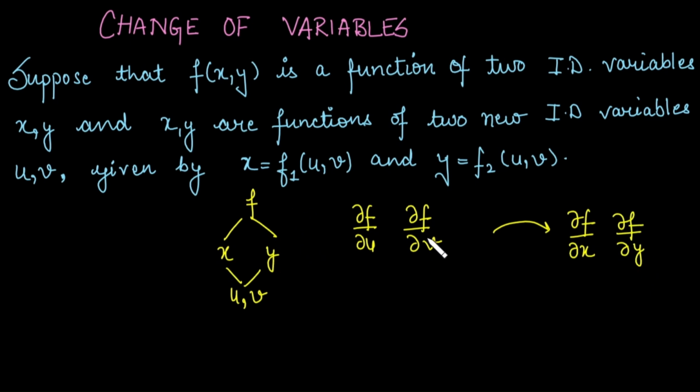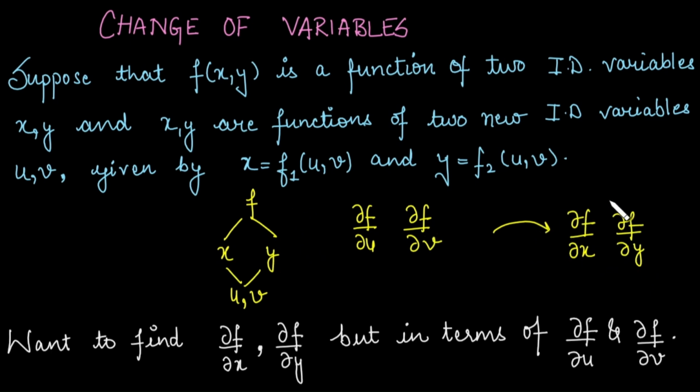Now suppose we need to compute the partial derivative of the function with respect to x and the partial derivative of the function with respect to y, but in terms of the partial derivative of the function with respect to u or with respect to v. In other words, we want to express the derivatives with respect to x and y by using u and v as independent variables. This is where the concept of change of variable becomes useful.